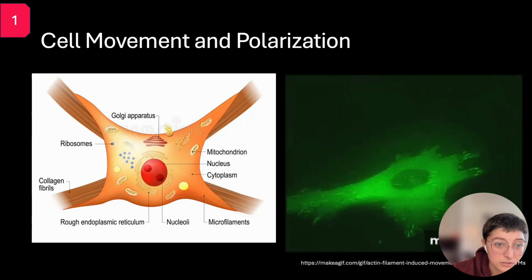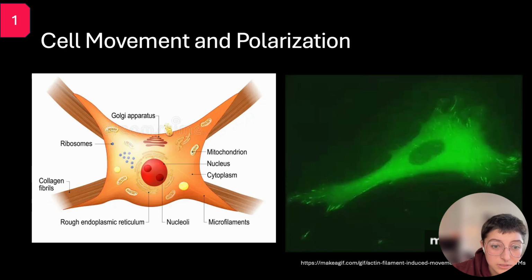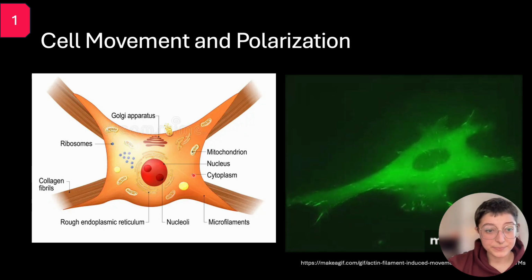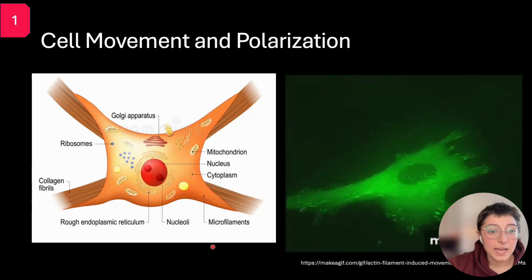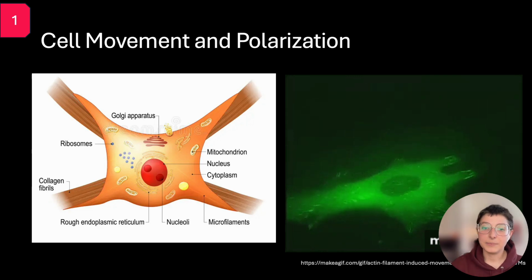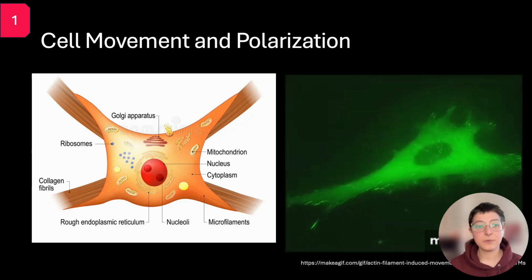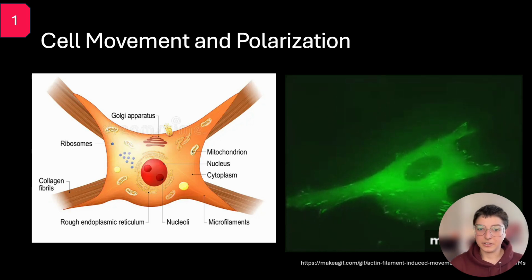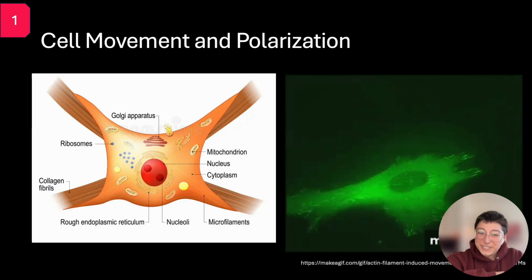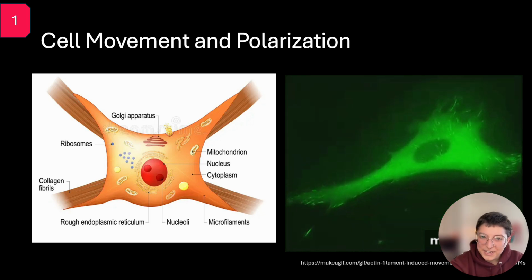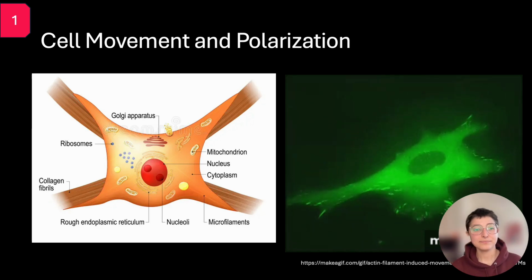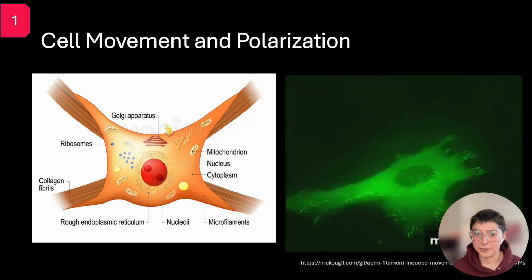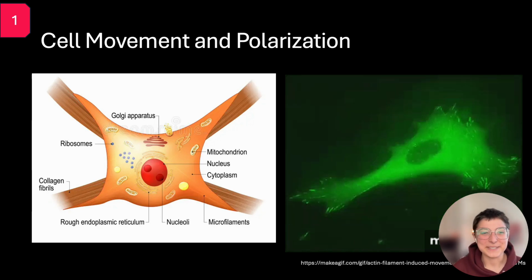Okay, so here we have a static image of a fibroblast cell. Basically, they're cells that hold tissue together. Your muscles are made out of them. They're super important, right? Like your whole body, basically.